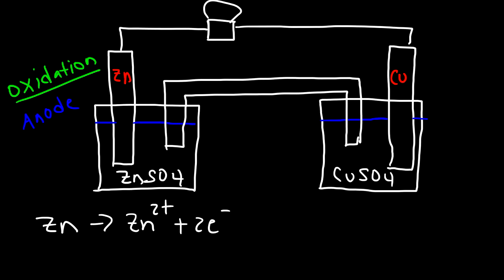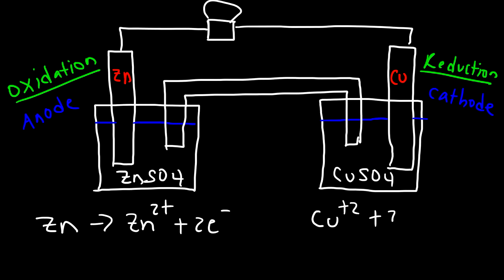The other electrode has to be the cathode. Reduction occurs at the cathode. So remember, oxidation is the loss of electrons, and reduction is the gain of electrons. So at the cathode, copper ions will acquire electrons to turn into copper metal.